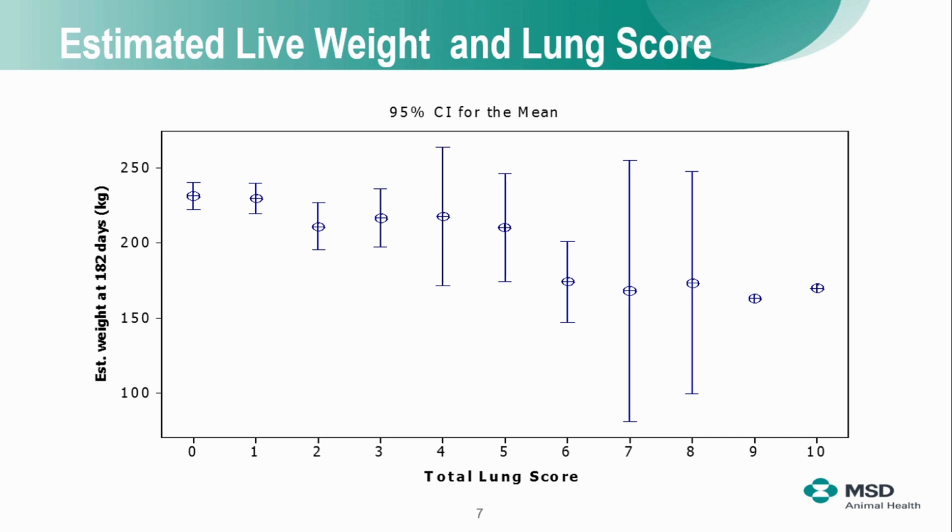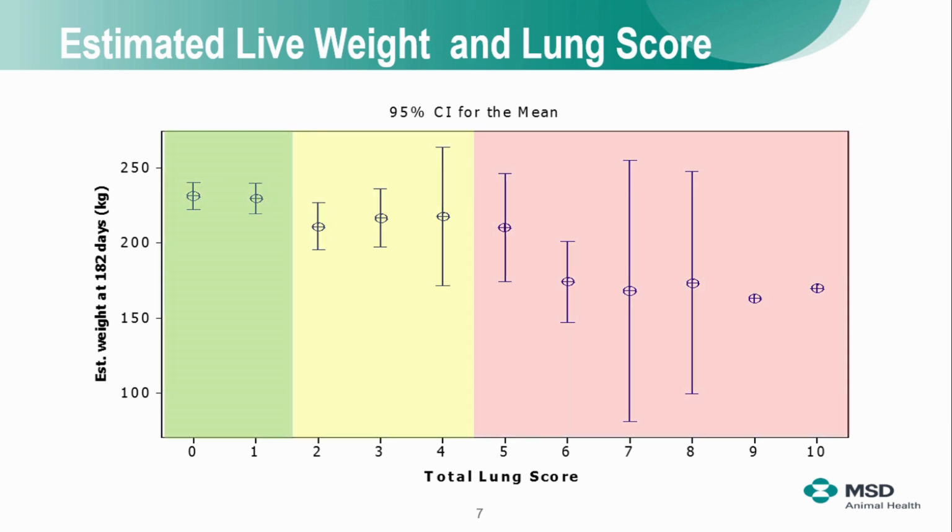I think you can see that there's a general trend down of the mean live weight as the lung score increases. But you can probably also see that as we get more severe lung scores, the range of the confidence interval is increasing dramatically. That's because we didn't have many animals with those high lung scores. So to help with the analysis, we categorized the lung scores further.